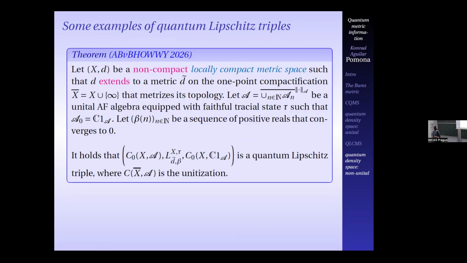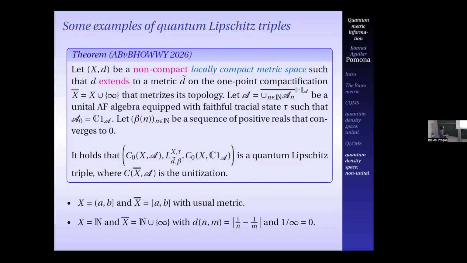So what satisfies this wrong definition, or what are some examples? It's better if I just have it on the slide. There you go, here are examples. If you use R, the locally compact metric space R with the usual metric, that's not going to work. That gives you a quantum locally compact metric space, but it won't give you a quantum Lipschitz triple. But if you have situations like the half-open interval, the one-point compactification is this with the usual metric.